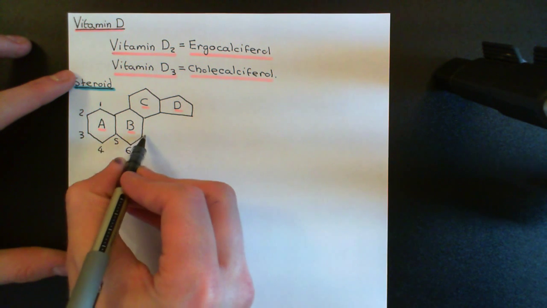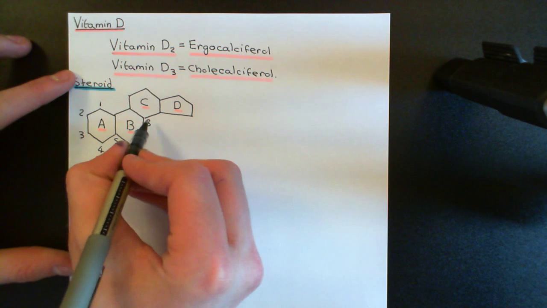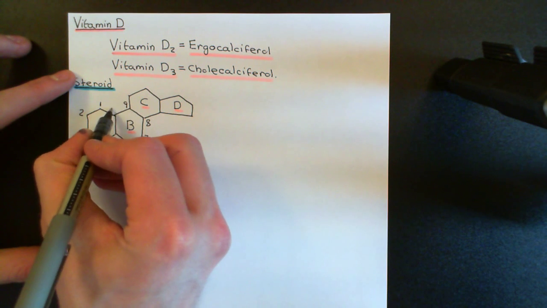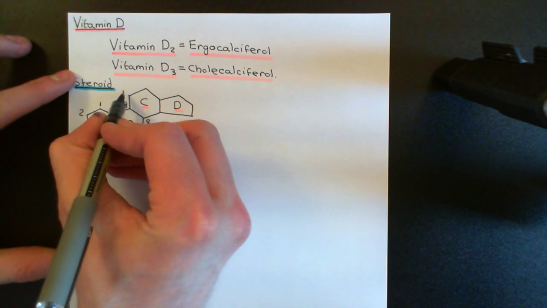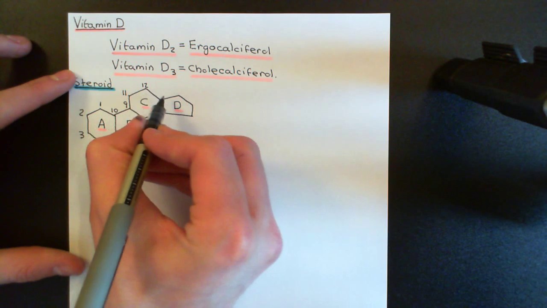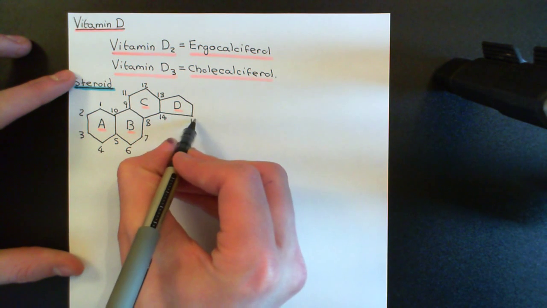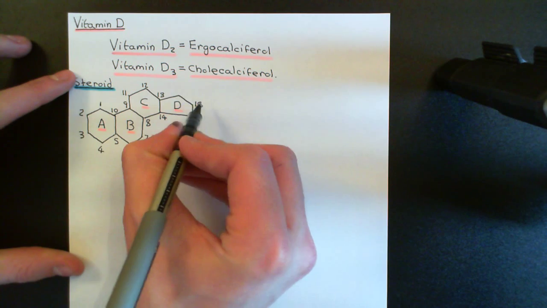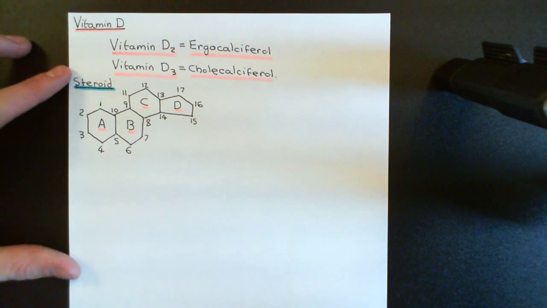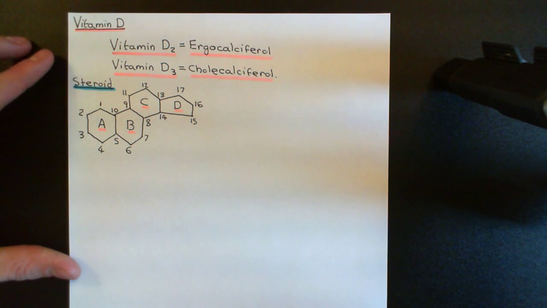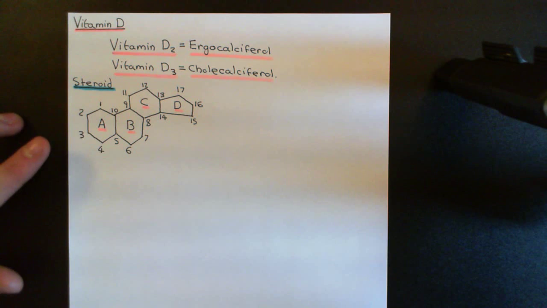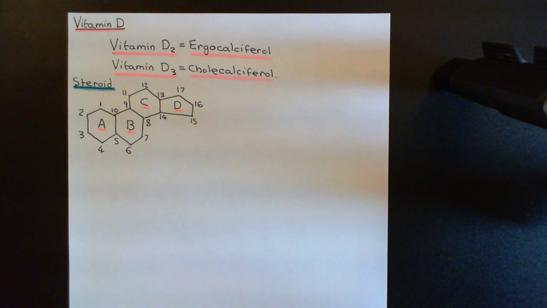5 here, 6 here, 7 here, 8 here, 9 here, 10 here, 11 here, 12 here, 13 here, 14 here, 15 here, 16 here, and 17 here. And now hopefully that convinces any skeptics that there are indeed 17 carbons in this structure. Okay, so that's the way that we name up or number up all of the carbons in the core steroid structure.